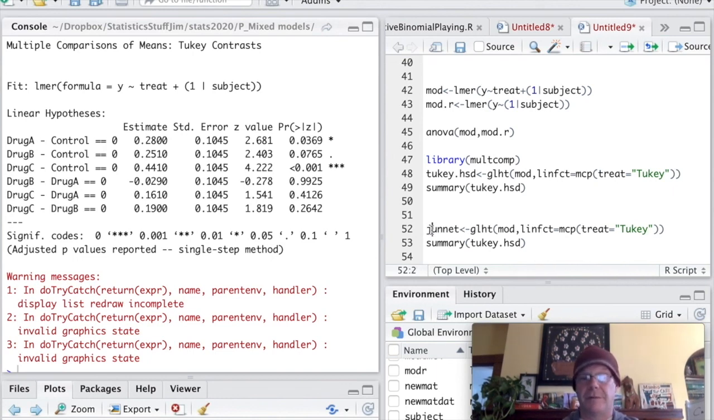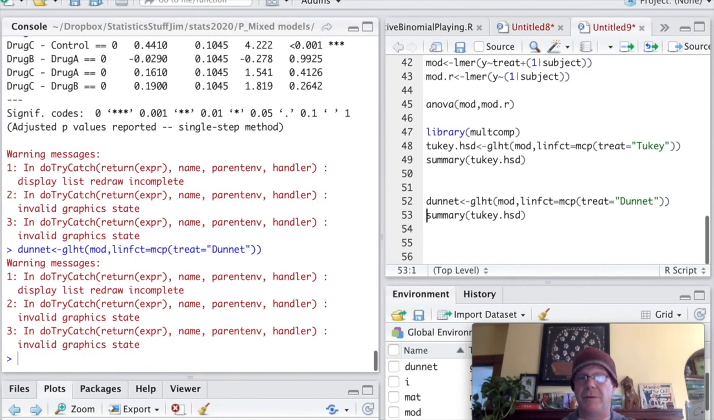And so let's go ahead and create an object called Dunnett's. Oops, spell it right. And then here in parentheses, we're going to tell it that we want Dunnett. So remember, what Dunnett is going to do is it's going to take your first factor level and compare everything just against that. Because of how I've put in the names of the different treatments, control starts with the letter C, which means that it's going to come before drug A, drug B, or drug C. So we're going to compare everything only against the control group when we do this. And we'll go ahead and do that.